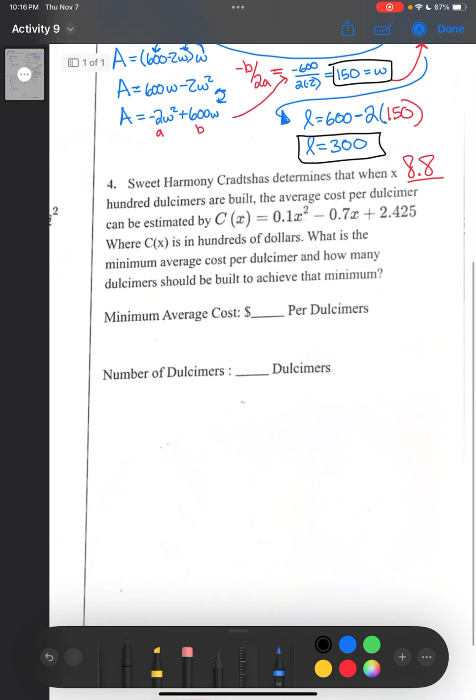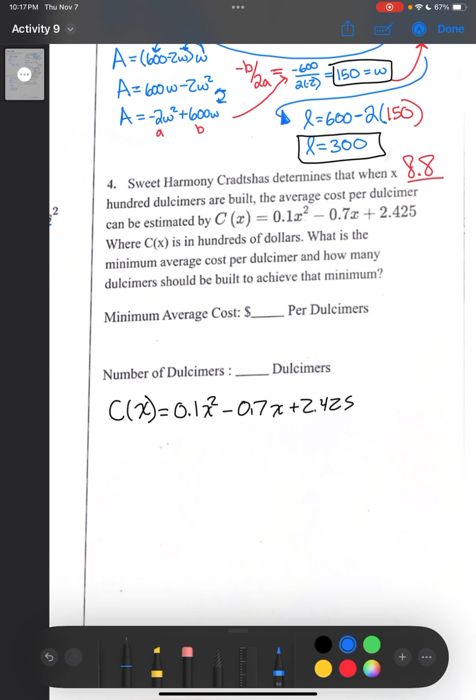Number 4 is very similar to what we worked on for our activity. I'm just going to rewrite it down here so we can see what we have. All right, so for this problem, at Sweet Harmony, I'm not going to try to pronounce this one, it's determined that when x hundred dulcimers are built, the average cost per dulcimer can be estimated by this equation, where C(x) is in hundreds of dollars. What is the minimum average cost per dulcimer, and how many dulcimers should be built to achieve that minimum?